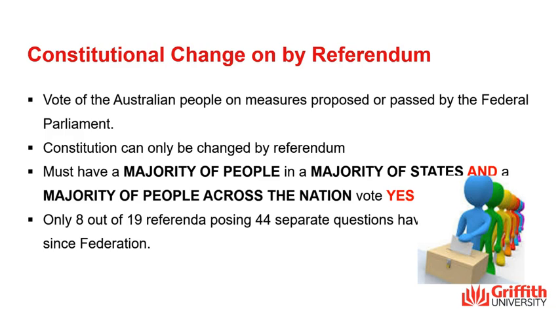And the fifth protection is constitutional change only by referendum. A referendum is a vote of the Australian people on measures proposed or passed by the Australian Parliament. There are a number of different types of referendums that can be held. The most common is a constitutional referendum. Any proposed change to the Australian Constitution must be put to a vote of all Australian voters in a referendum.